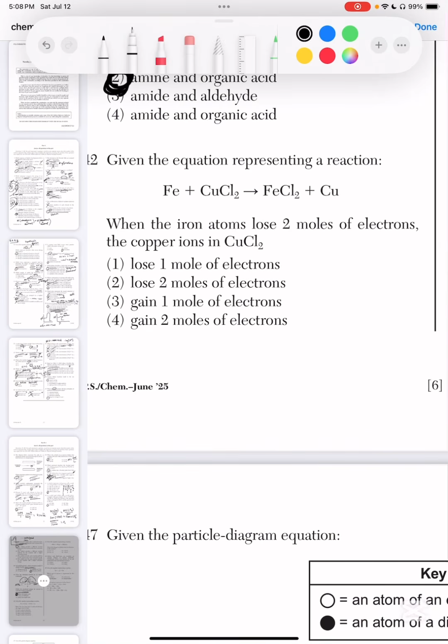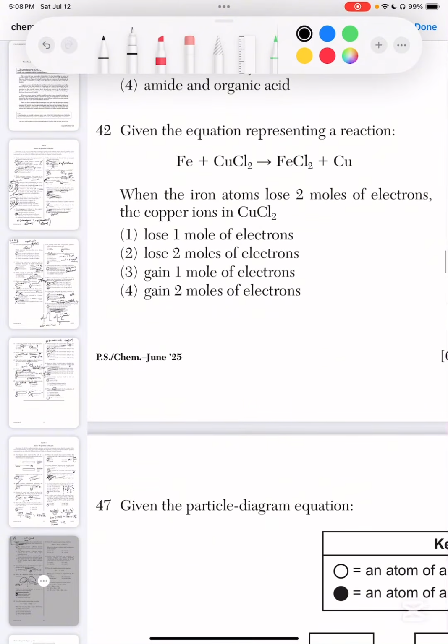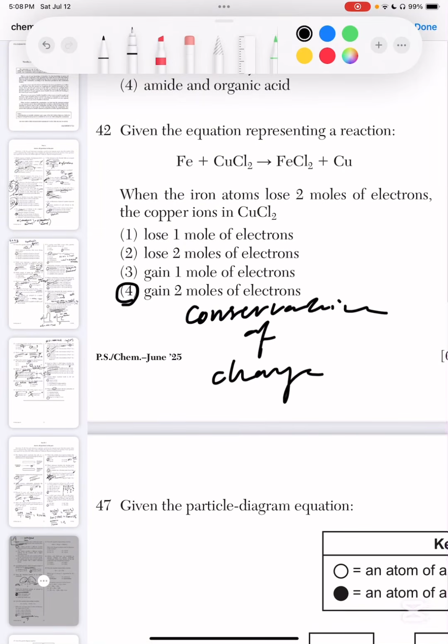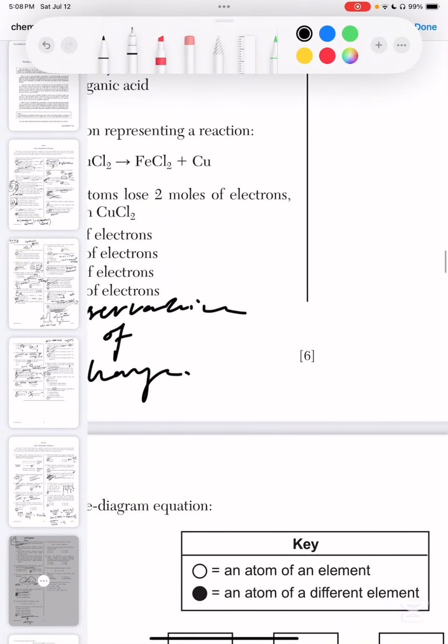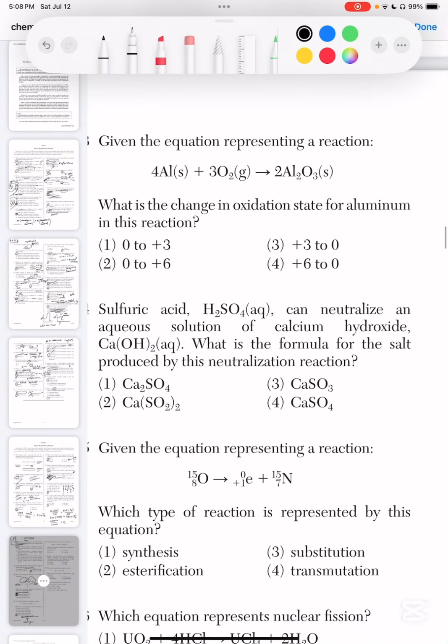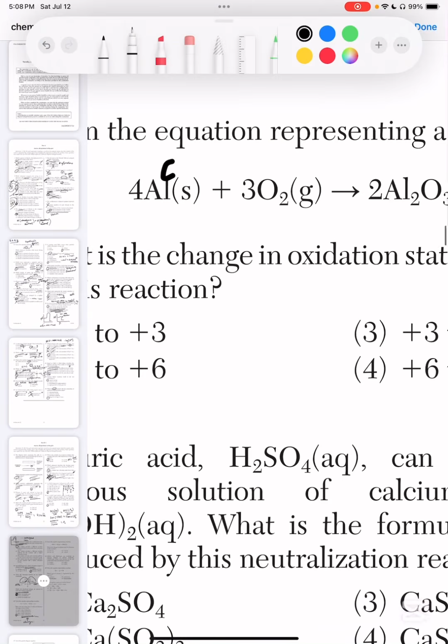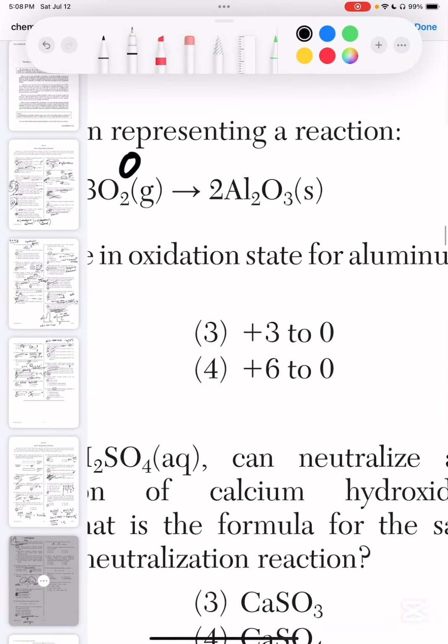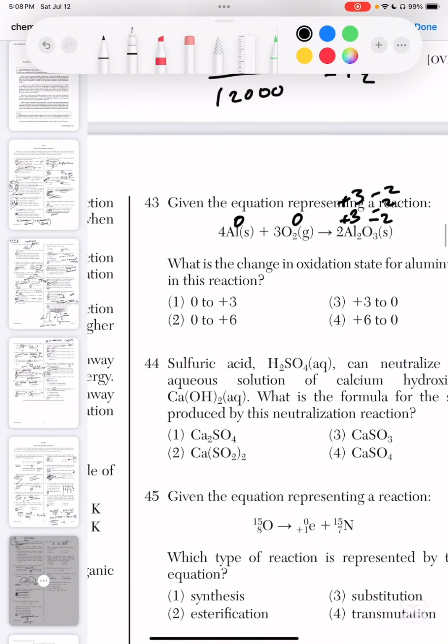Given the equation representing a reaction, when the iron atoms lose 2 moles of electrons, the copper ions in CuCl2 would also gain 2 moles of electrons, because of the law of conservation of charge, right? Conservation of charge. You gain what you lose in a reaction. What is the change in oxidation state for aluminum in this reaction? So it goes from this to +3.